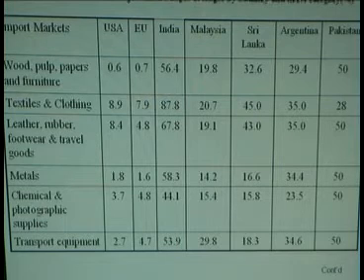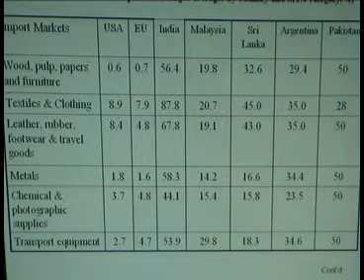Now I expect you remember what these figures are flowing from, and these figures are flowing from the market access negotiations which resulted in 92-93. Now if we look on the product wise simple average basis, we will find that India has got a very high level of binding on wood pulps, papers and furniture.